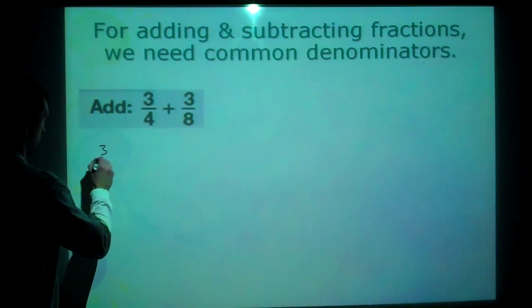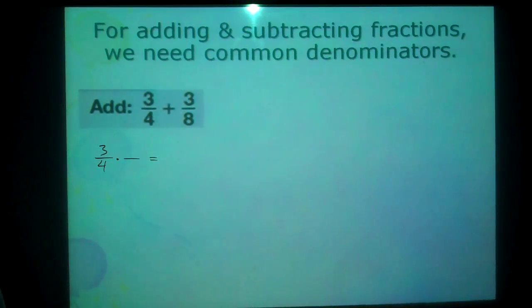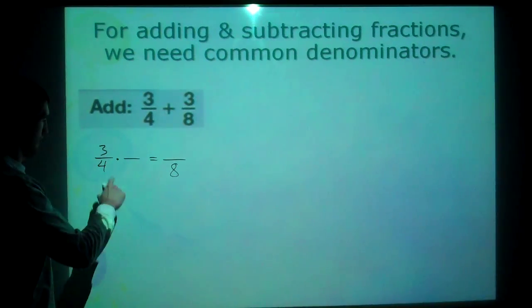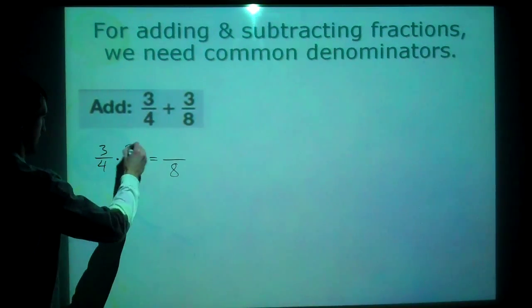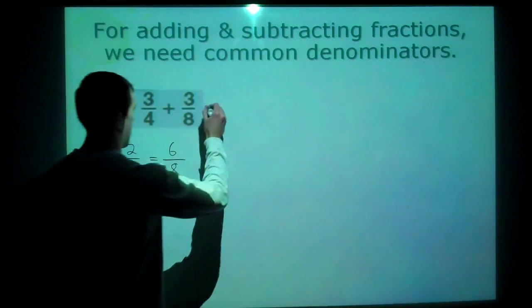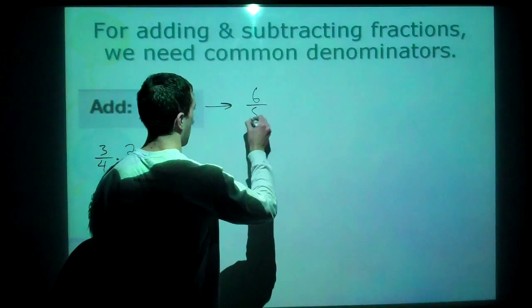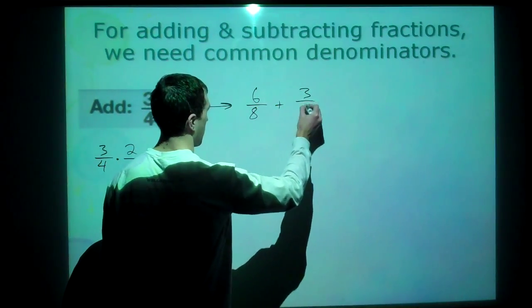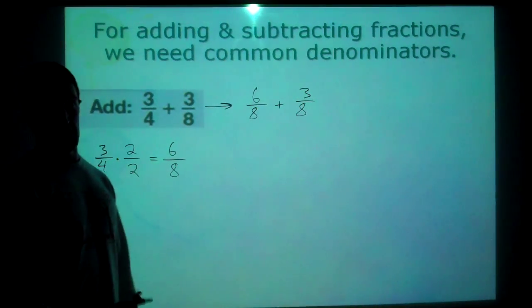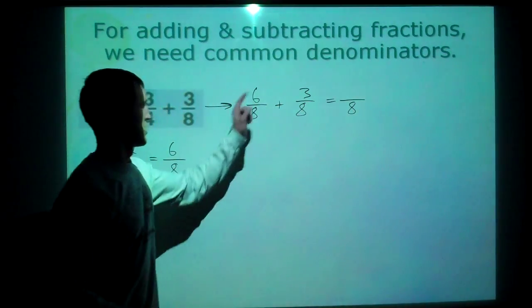So 3 over 4 will be multiplied by what, so that we get an 8 in our denominator? Well, 4 times 2 will give us 8, so this has to be 2 over 2, and 3 times 2 is 6. So now, we actually have 6 over 8 plus 3 over 8. And like I said earlier, we only add our numerators, we keep that common denominator. So 8 is going to stay there. 6 plus 3 is 9.